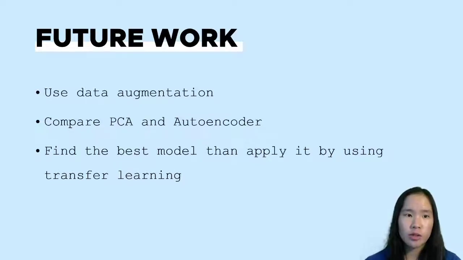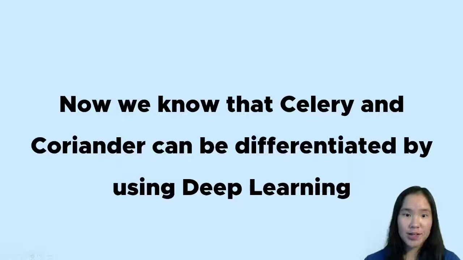For my future work, I will use data augmentation to gain more data, compare PCA and autoencoder, and also find the best model, then apply it by using transfer learning. Now we know that celery and coriander can be differentiated by using deep learning.